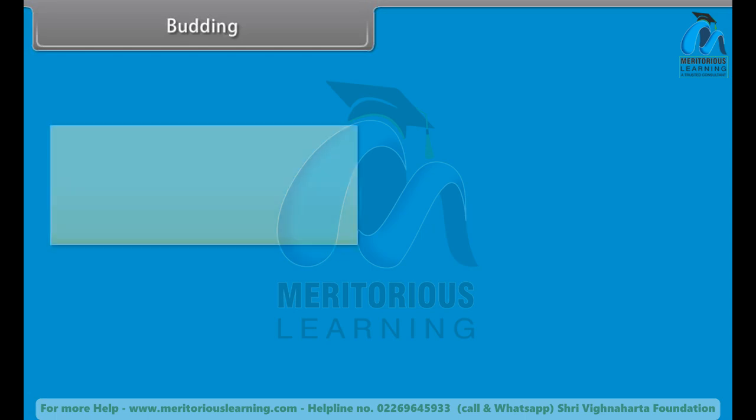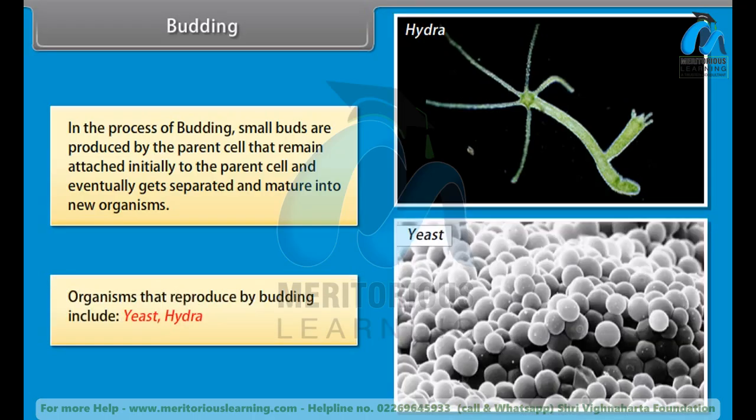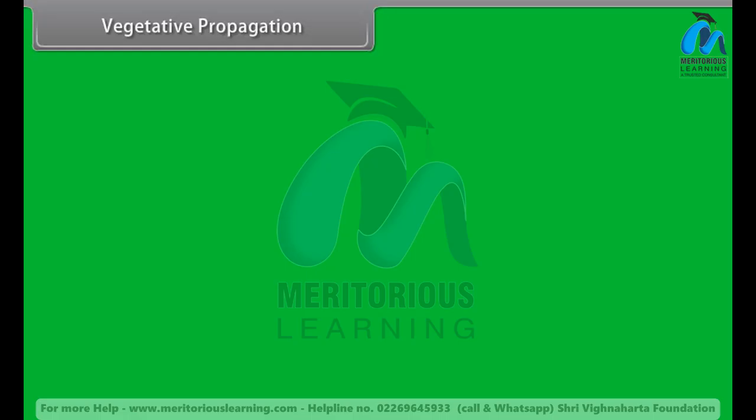Budding. In the process of budding, small buds are produced by the parent cell that remain attached initially to the parent cell and eventually get separated and mature into new organisms. Organisms that are produced by budding include yeast and hydra.